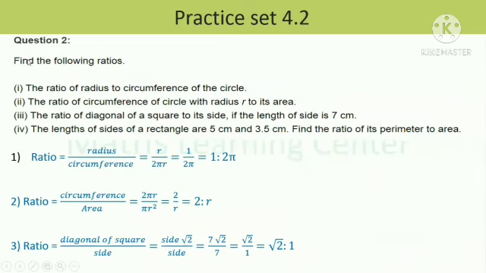Now the second question is find the following ratio. हमें ratio find out करना है. The ratio of radius to circumference of the circle. Ratio of radius to circumference of the circle. Radius और circumference का हमें क्या लेना है, ratio. So चलो देखते हैं. Ratio of radius to the circumference.